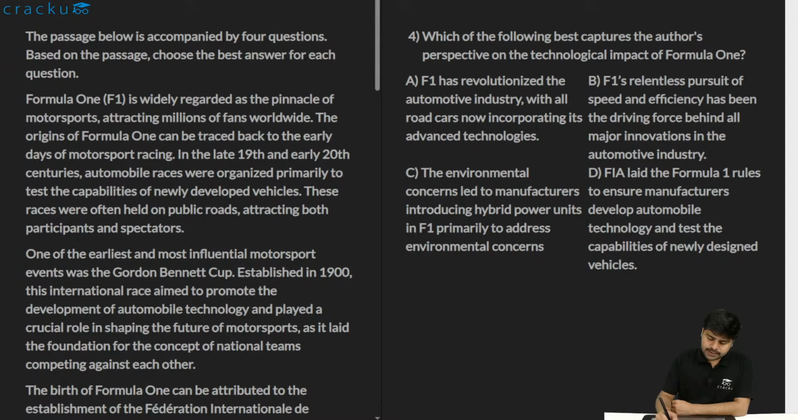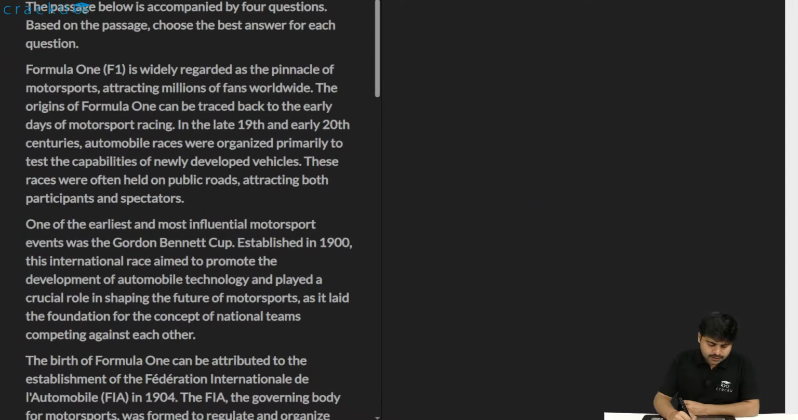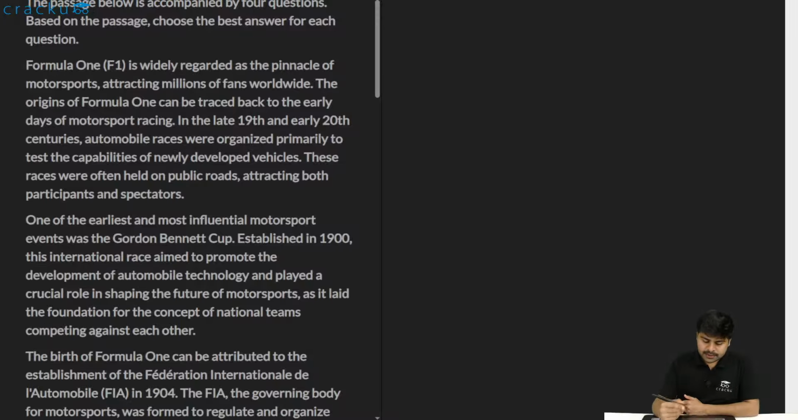So let's begin. Formula One is widely regarded as the pinnacle of motorsports, attracting millions of fans worldwide. The origins of Formula One can be traced back to the early days of motorsport racing. In the late 19th and early 20th centuries, automobile races were organized primarily to test the capabilities of newly developed vehicles. These races were often held on public roads, attracting both participants and spectators.